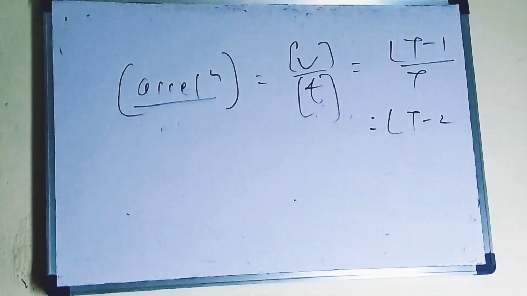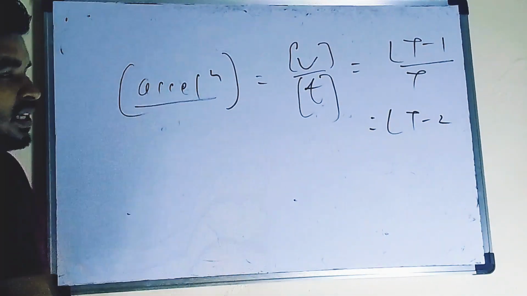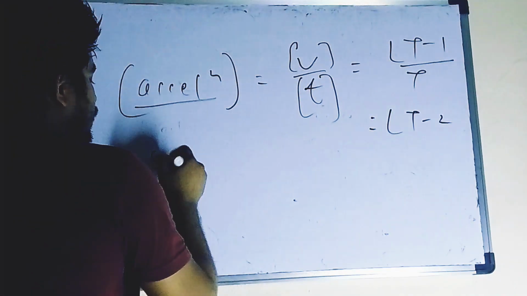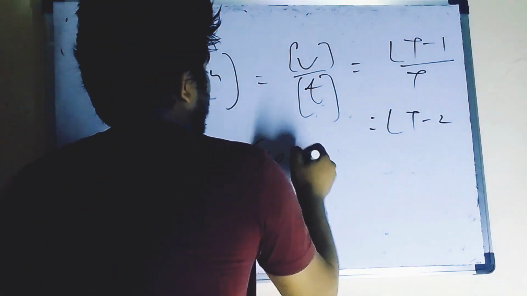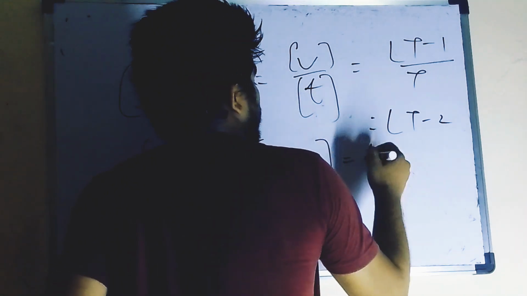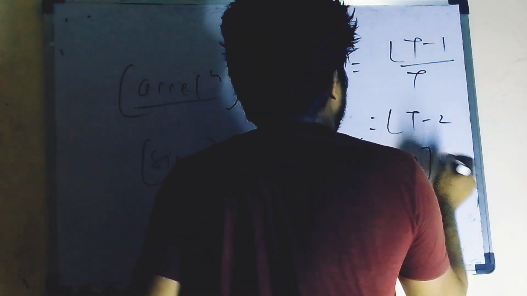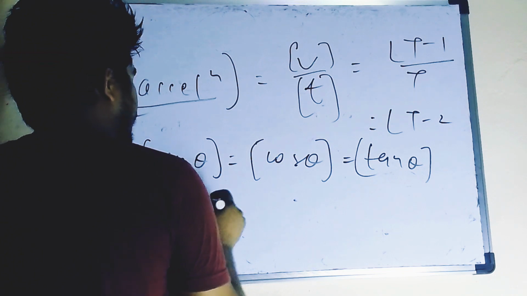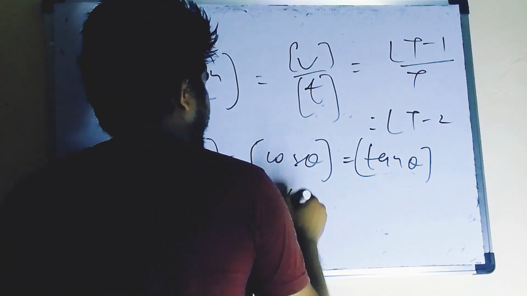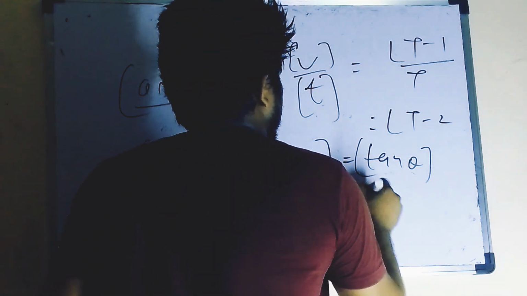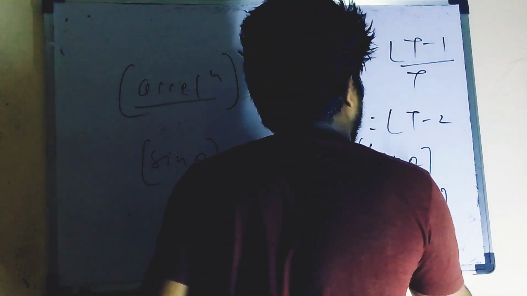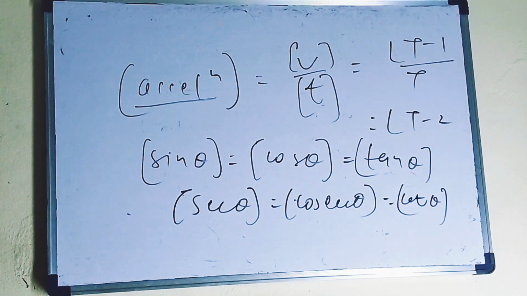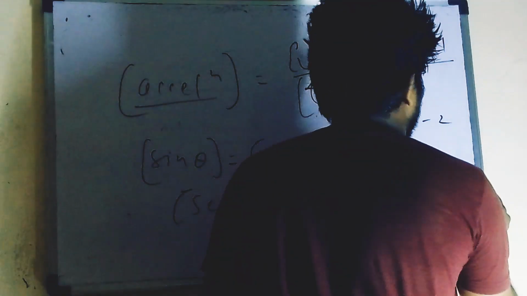Now see, any trigonometric function may come, they may ask the dimension of sin theta, cos theta, tan theta, sec theta, cosec theta, cot theta. All of these are dimensionless. Dimensionless means in place of all of these we will use one only.